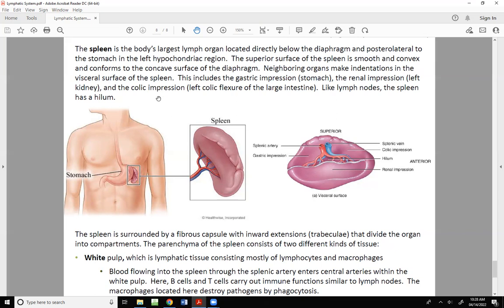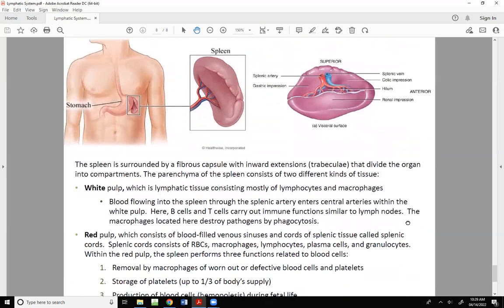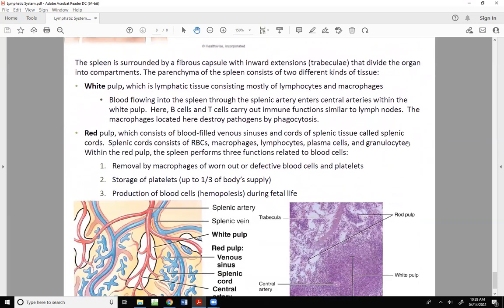And then there's also a colic impression. Colic refers to the large intestine, and it's due to what we call the left colic flexure, which is where the left part of the colon takes an angle and goes down from there. So it sits right there, which is right here in the image. Those aren't labeled here, but that's okay. This is actually the figure from the textbook that shows those three impressions. Like lymph nodes, the spleen has a hilum, or indented region, where you can see these different blood vessels. There are also nerves traveling in as well.